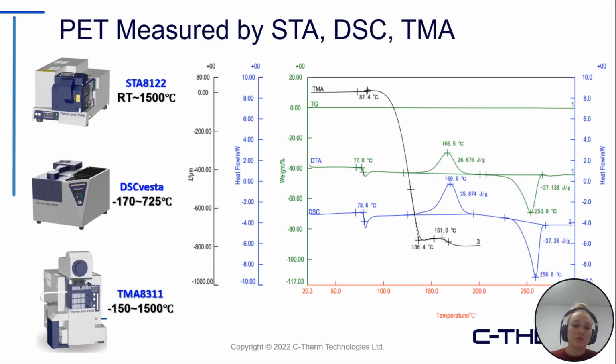And just a quick slide showing these instruments are all really complementary. They work really well together. On the screen, you see a measurement of a PET sample with all three instruments, STA, DSC, and TMA. It's really nice sometimes to correlate the dimensional changes to the heat events and to the mass loss. It really gives you a full picture of the sample and how it's behaving as it's heated up or cooled. So as you can see there, you can see the glass transition. You can see a few peaks on the DTA, DSC. It just gives you a really nice full picture of what's happening to your sample.